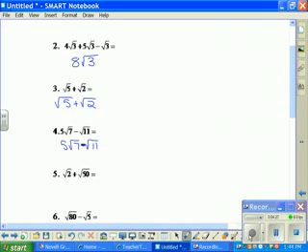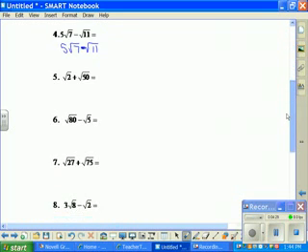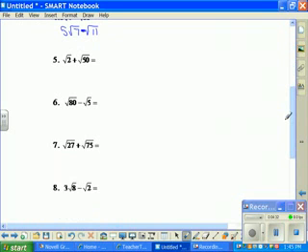Okay, so number 5. Now this one's a little bit different. Are they like radicands? Like radicals? No. Can either one of them be simplified? Yes. Which one can be simplified? The square root of 50. Good. So what you're going to do is you're going to bring down your square root of 2.